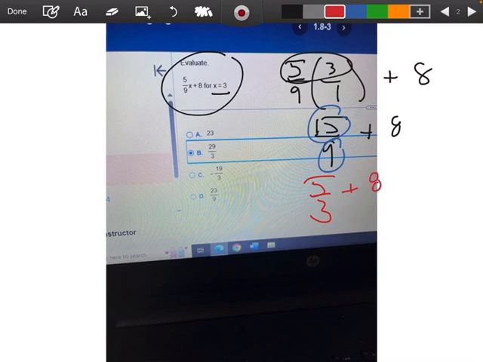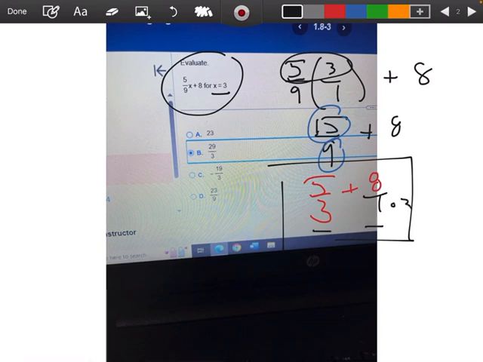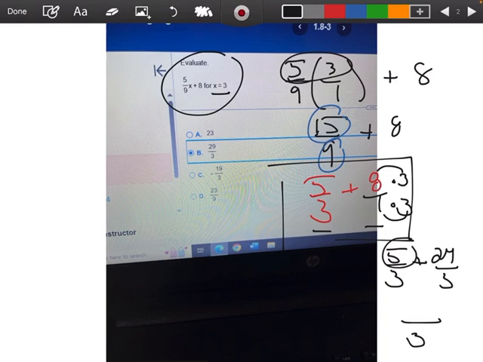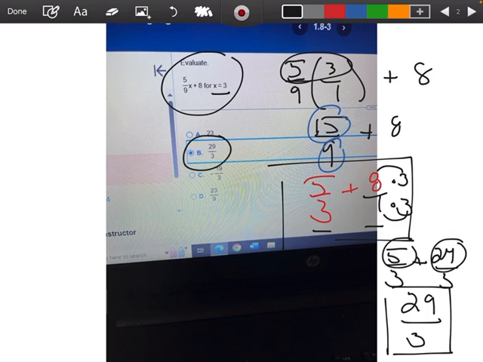I'm going to think of this 8 as 8 over 1. In order for me to get these two together, I need a common denominator. My common denominator is going to be 3. So I'm going to multiply this by 3, and I'm going to multiply that by 3. So I still have my 5/3 plus, let's see, 3 times 8 is 24, 3 times 1 is 3. 5 plus 24 is going to give me 29 over 3. And boom, there's our answer for B.